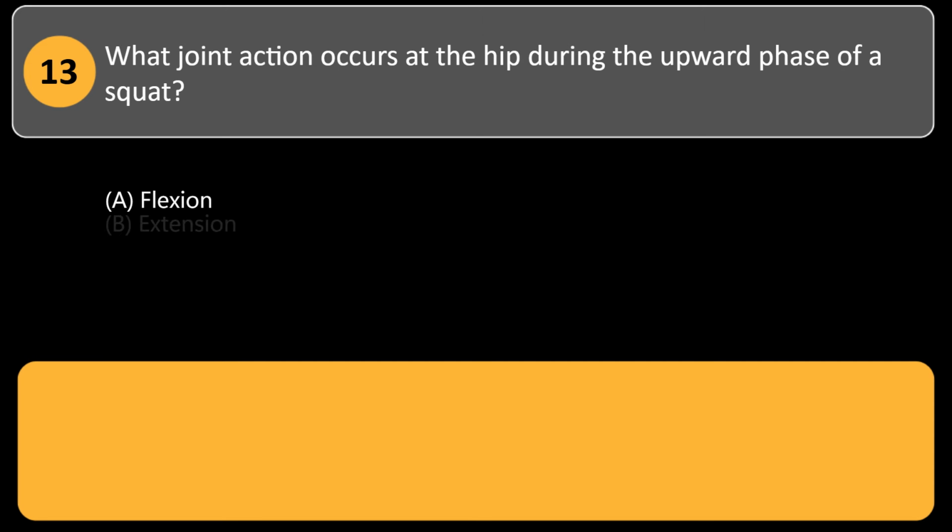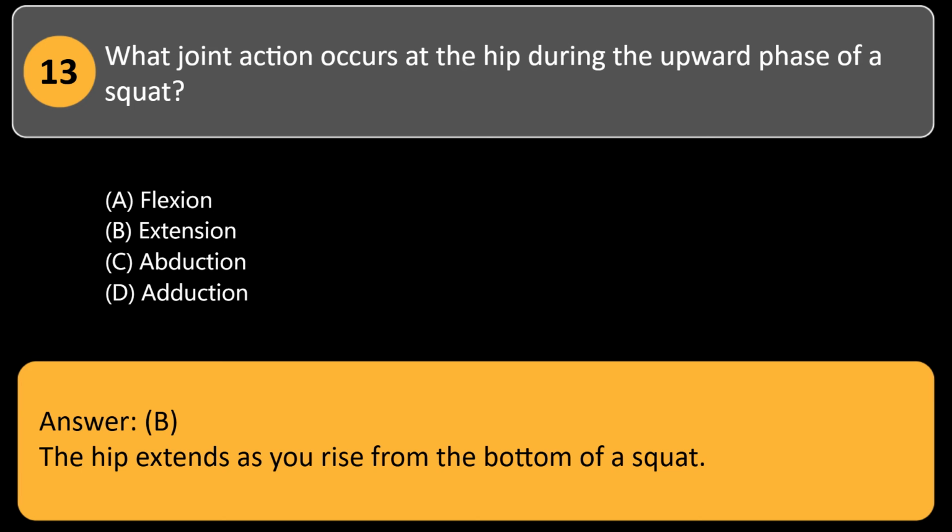What joint action occurs at the hip during the upward phase of a squat? A. Flexion. B. Extension. C. Abduction. D. Adduction. Answer: B. The hip extends as you rise from the bottom of a squat.